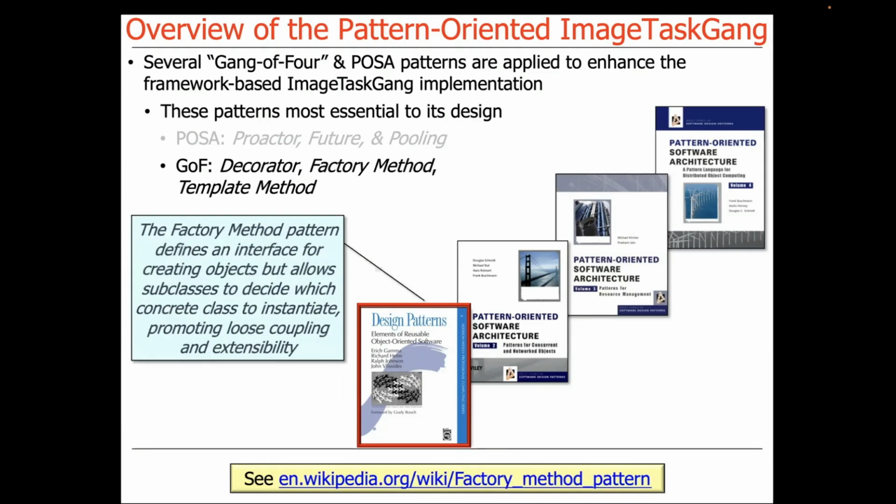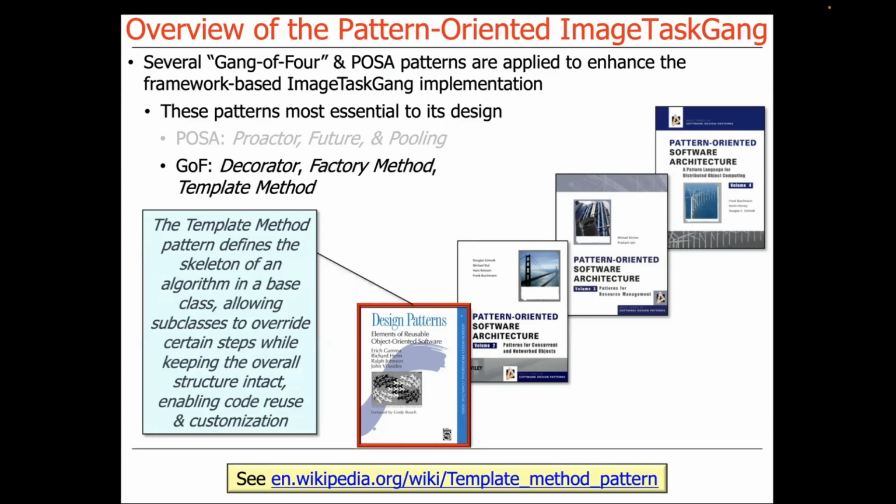There's also the factory method pattern, which defines an interface for creating objects, but allows subclasses to decide which concrete class to instantiate, thereby promoting looser coupling and more extensibility. And we'll see there's some variants of that. They don't always require subclassing in particular.